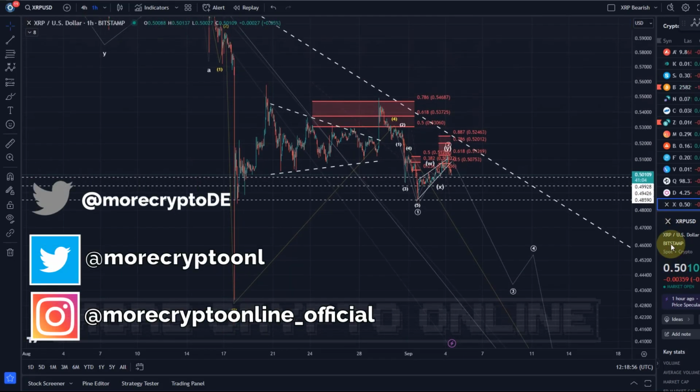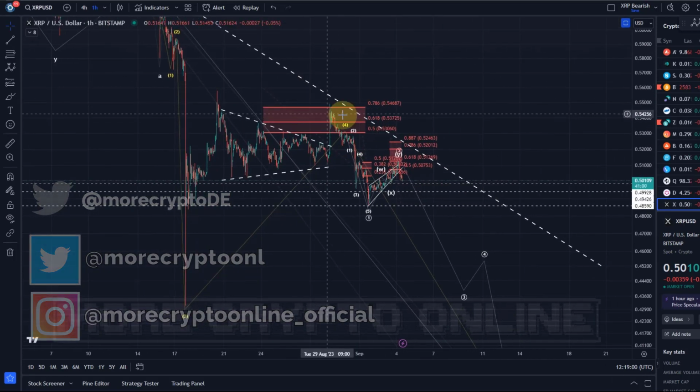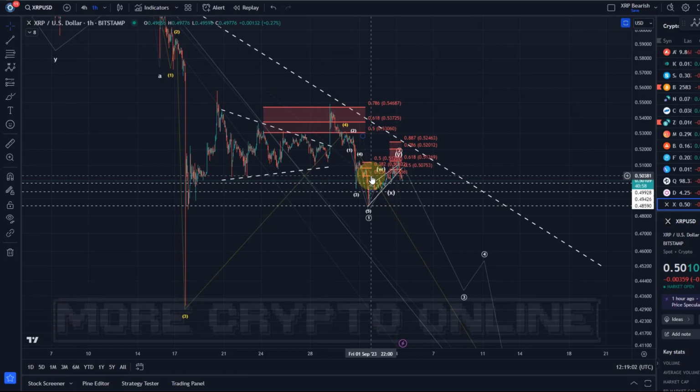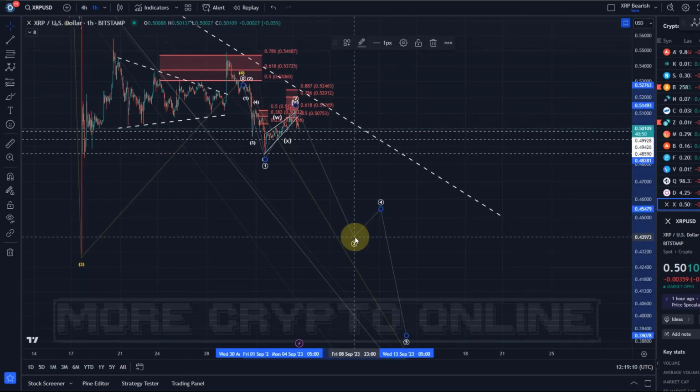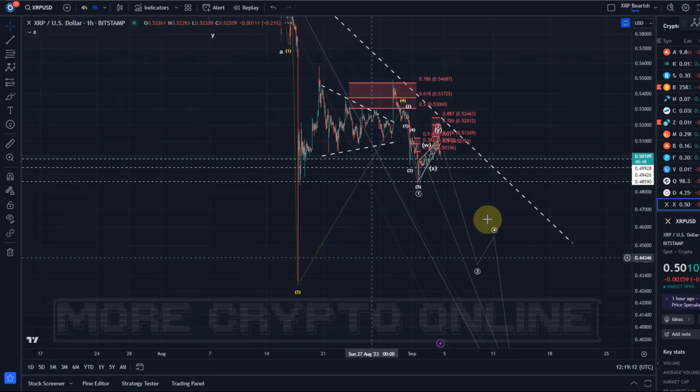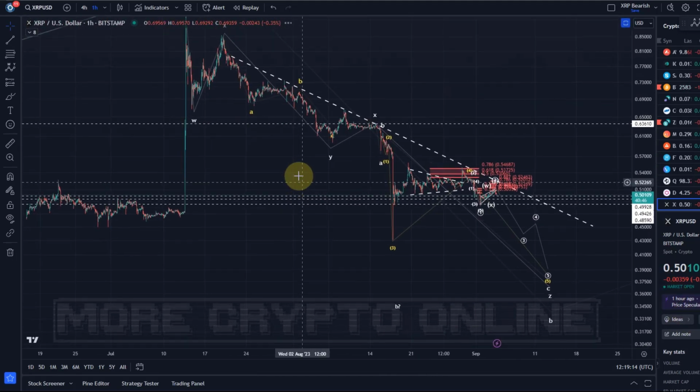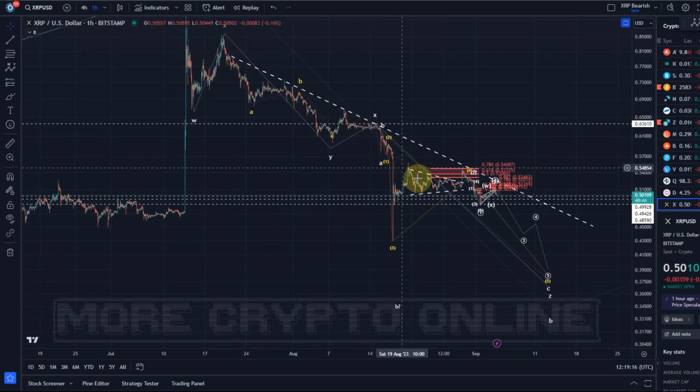XRP is currently doing exactly what we like to see. Several, let's say, short trade areas or resistance areas have been respected by the price so far. And now we are watching if this third wave to the downside has indeed started to unfold. I already highlighted to you that I may change the sub-wave structure of this. And I think it is time to do it.